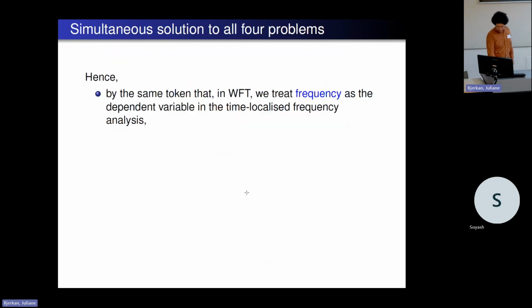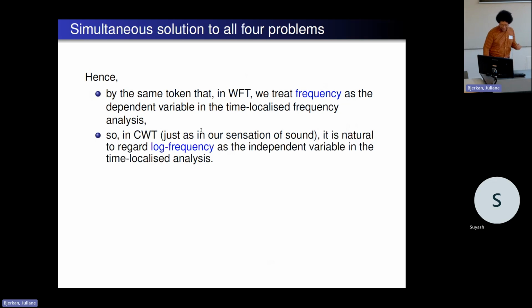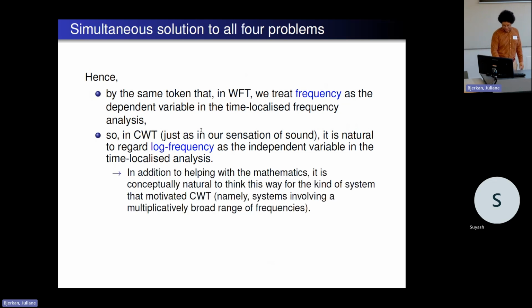In the windowed Fourier transform, we treat frequency as our independent variable. In the wavelet transform, just as in our sensation of sound, it's natural to treat log frequency rather than frequency as the independent variable. In addition to helping with the maths, as we'll see, it also makes conceptual sense to think in this way of log frequencies as the independent variable when thinking about systems with a multiplicatively broad range of frequencies, which is what motivated the wavelet transform in the first place.